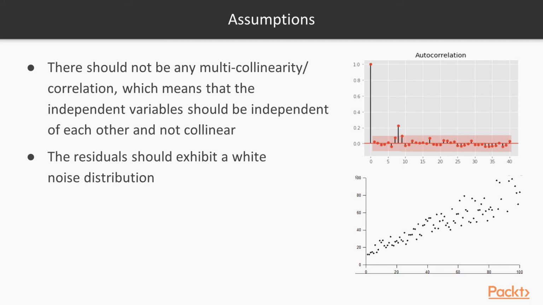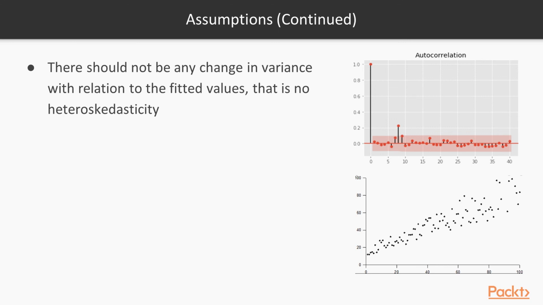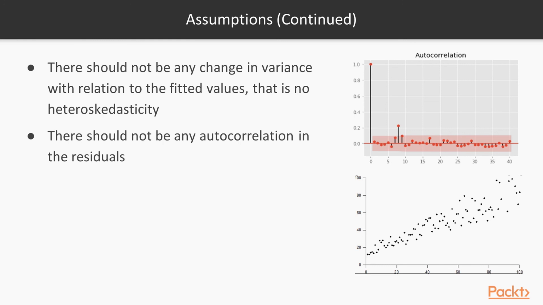That means there should not be any pattern, trend, or any other kind of information leaked into the residuals. There should not be any change in variance with relation to the fitted values. This is no heteroscedasticity. Heteroscedasticity would mean that as the fitted values are increasing, the residual is also increasing and the variance is taking a conical shape pattern, and this should not happen. Also, there should not be any autocorrelation in the residuals. By autocorrelation, we mean that the lags or the previous values of the residuals should not have any impact on the current or the following values of the residuals.